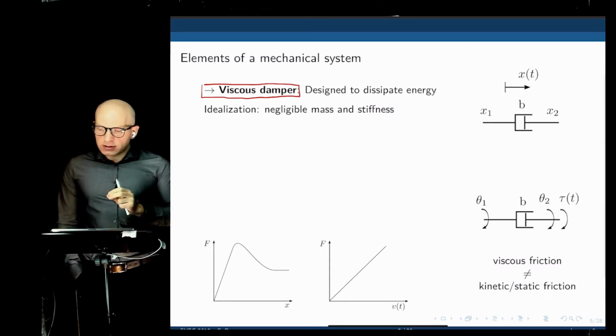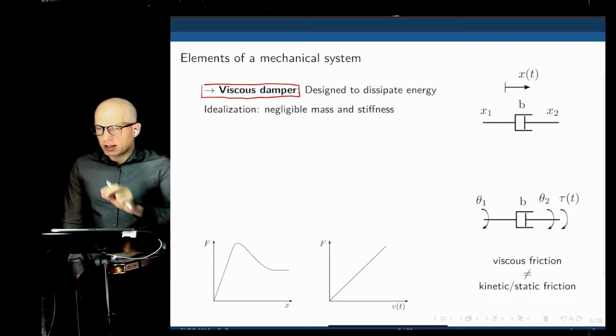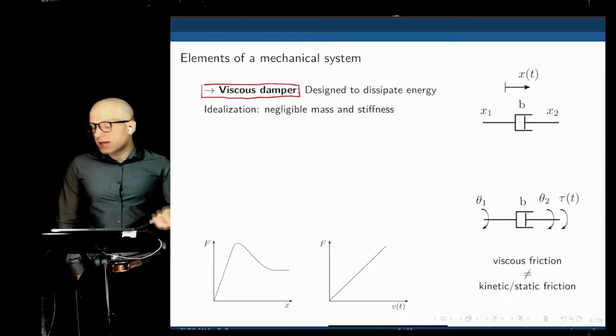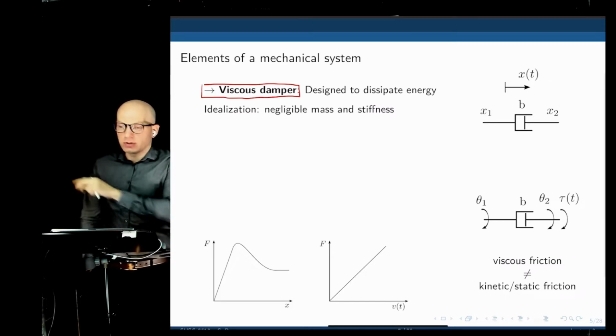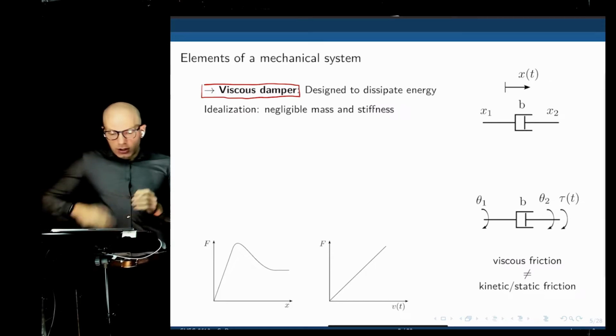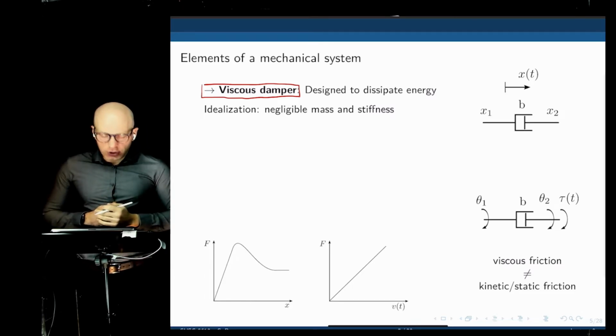Okay, so viscous dampers or friction always dissipates energy, and we are going to make an assumption again, that there is no mass and there is no stiffness. This is a purely viscous element. If we want to add mass or stiffness, then you need to combine this with the previous elements we saw. So here is the symbol for a damper, which again is simulating friction.